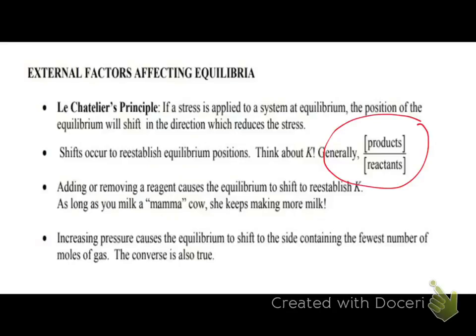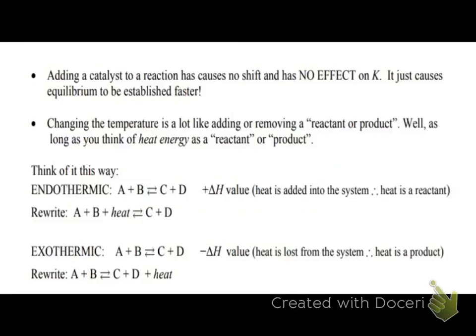Increasing pressure. This was a big one last year. Increasing pressure causes the equilibrium to shift to the side with the fewest number of moles of gas. The obvious opposite: if you decrease the pressure, where is it going to shift to? More moles. It's going to be opposite, vice versa. Most of these you just have to walk through. Adding a catalyst has no effect. It just causes the equilibrium to be reached faster, but it does not change the equilibrium position.